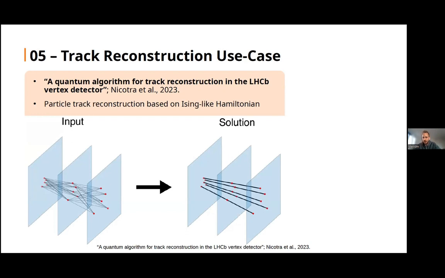And the idea is basically I have some detector, some particle collider with some layers of detectors after the collision point. And these particles will crash through these detectors and leave dots on the detectors. And then we end up with a bunch of layers with dots, and we want to find out which dots belong to one track. So kind of going from the left side of this picture to the right side.